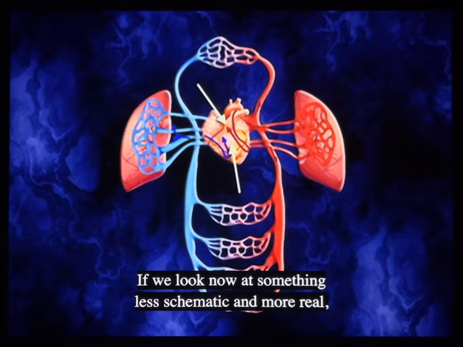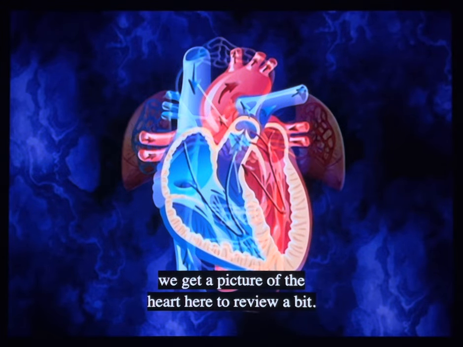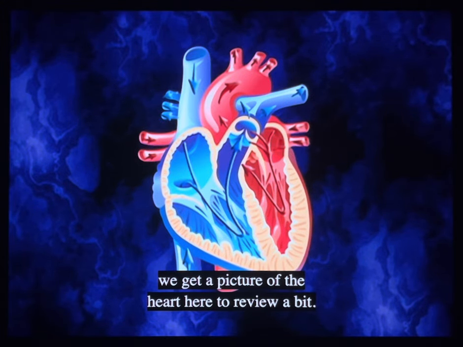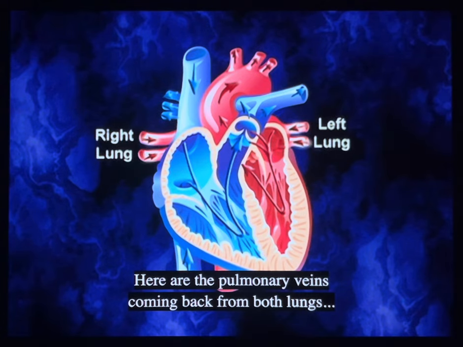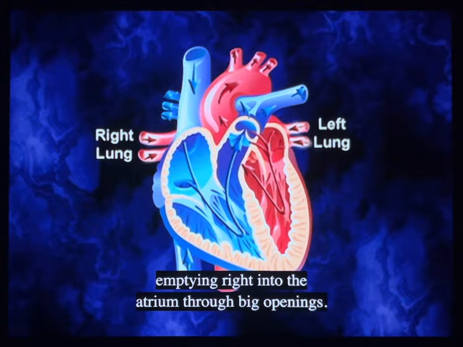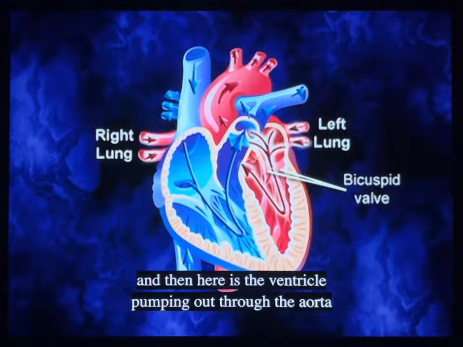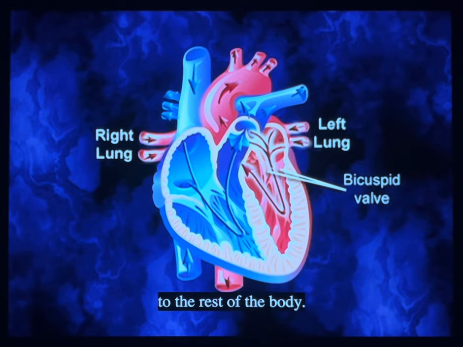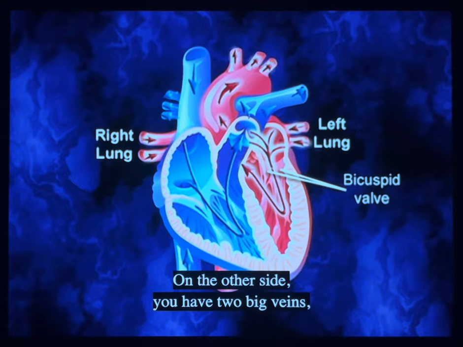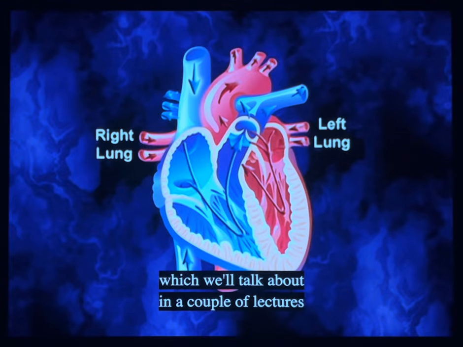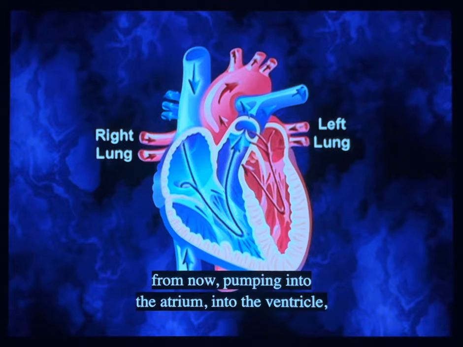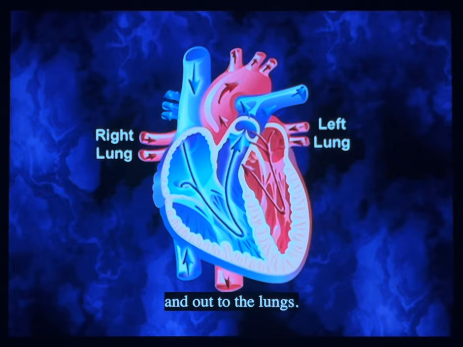If we look now at something a little less schematic and more real, we get a picture of the heart here to review a bit. Here are the pulmonary veins coming back from both lungs. There are 2 big ones on each side, emptying right into the atrium through big, big openings. Here's a valve separating the two chambers, and then here's the ventricle pumping out through the aorta to the rest of the body. On the other side, you have two big veins, which we'll talk about in a couple of lectures from now, pumping into the atrium, into the ventricle, and out to the lungs.